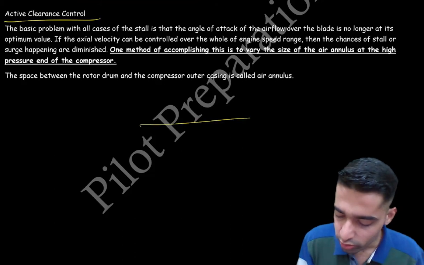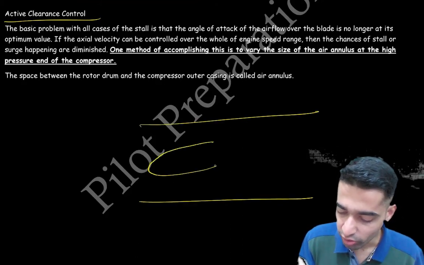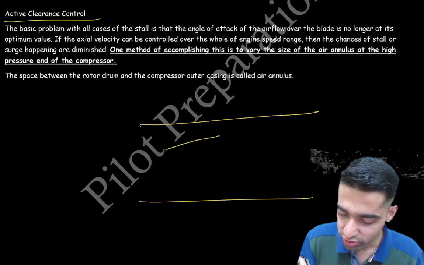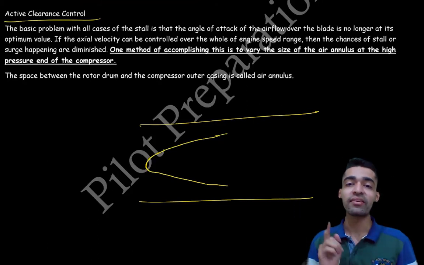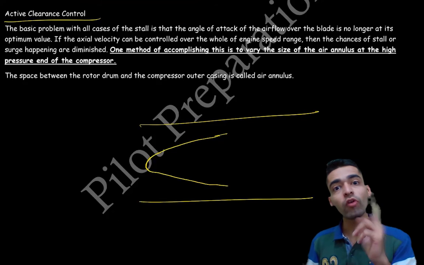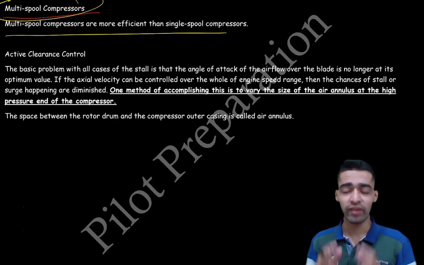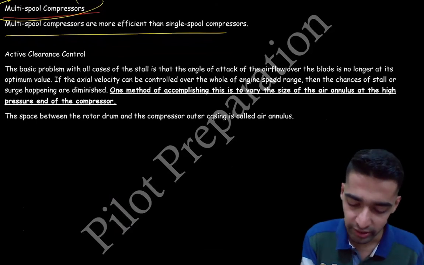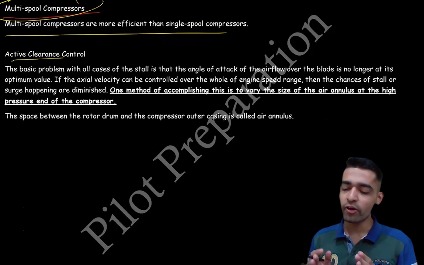So what I want to do, I want to make a compressor which will not stall, but also will increase the compressing ability. So I want high pressure also, but I also want high velocity sometimes. Now let's come to the last part, which will help us to prevent surge and stall. That is active clearance control. The basic problem with all the cases of stall is that the angle of attack of the airflow over the blade is no longer at its optimum value, correct?